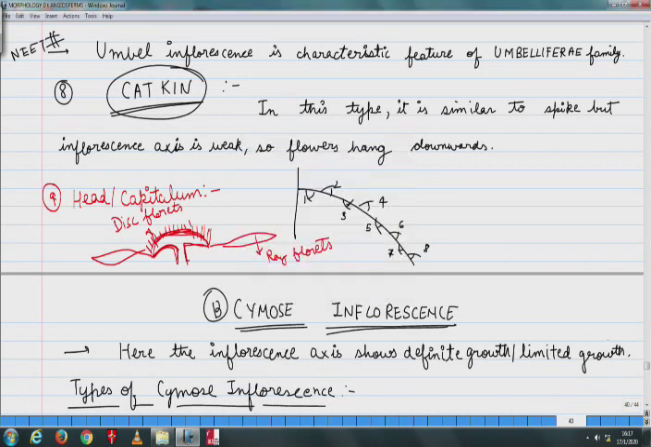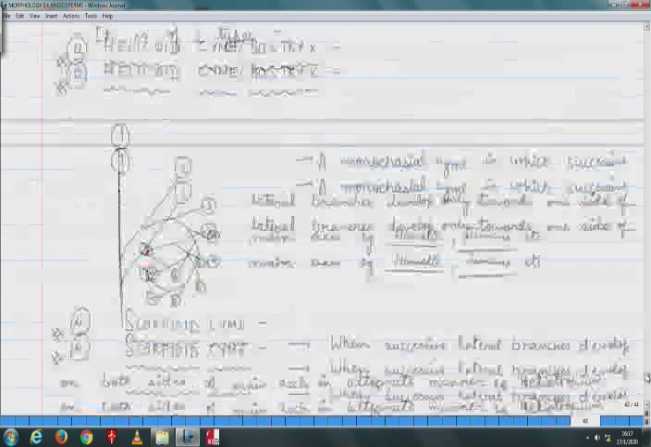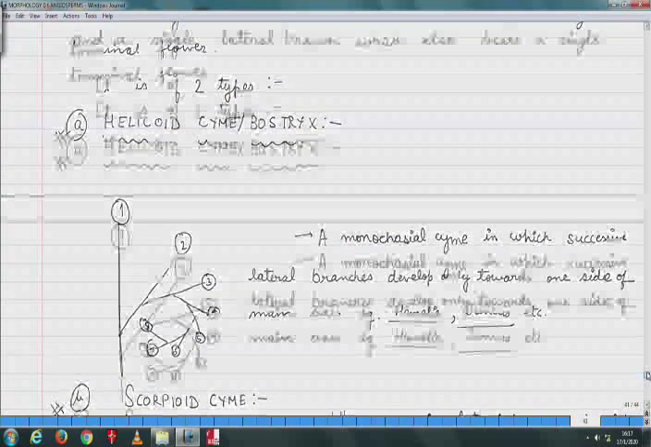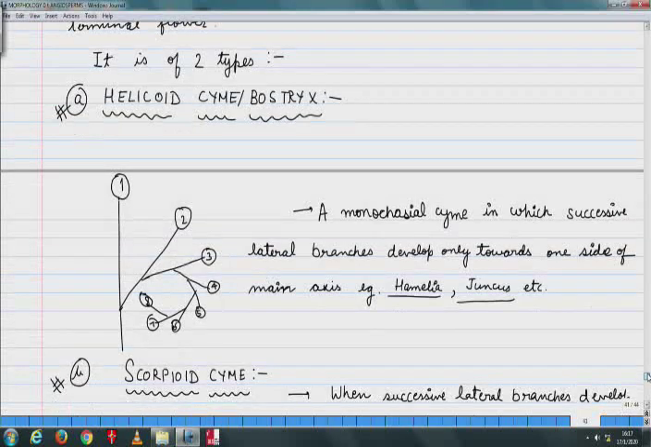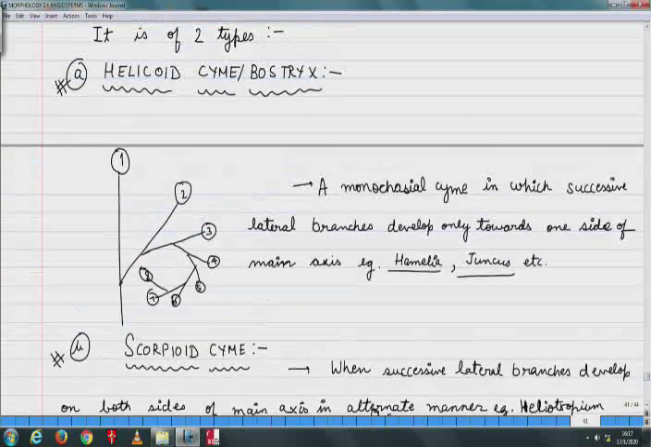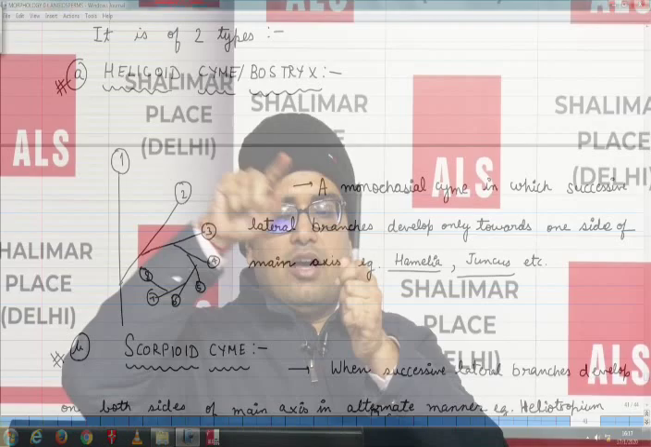Okay. Now let's complete the cymose inflorescence today. I told you that there are two types of cymose inflorescence. Uniparous cyme has two subtypes, helicoid and scorpioid. So in helicoid, what is happening? Flowers are coming on one side only.